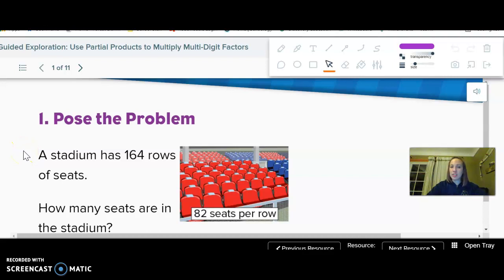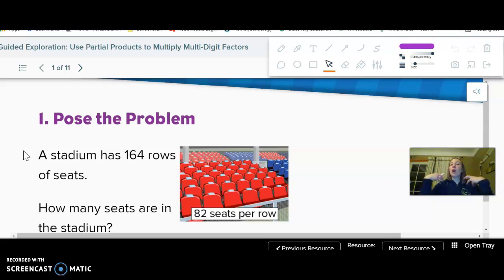All right, another lesson of multiplying. This time it is 5.5. Use partial products to multiply multi-digit factors. So hopefully by the end you'll be able to say, I can use partial products to help me multiply multi-digit factors, meaning just two numbers we're multiplying together.